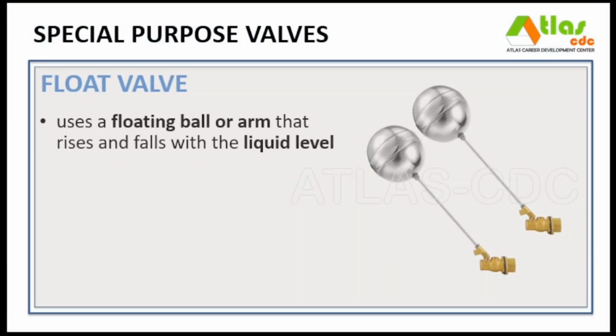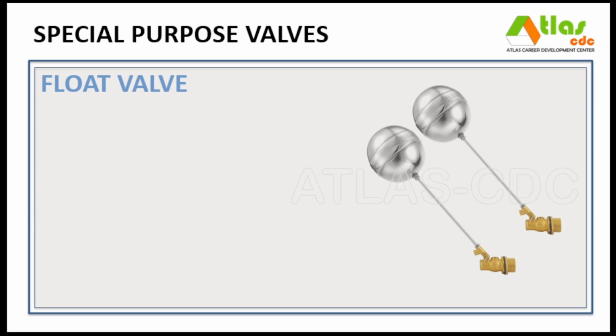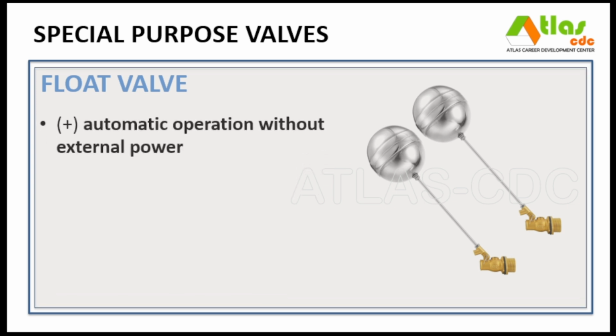A float valve operates using a floating ball or arm that rises and falls with the liquid level in a tank or cistern. Its function is to automatically control the inflow of water, opening when the level is low and closing when the desired level is reached. Its key advantage is automatic operation without external power, making it simple, reliable, and low cost.